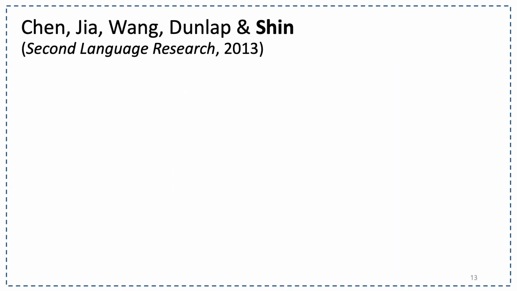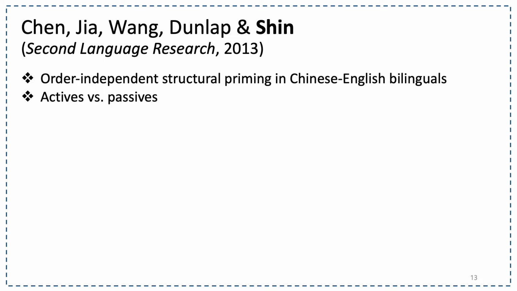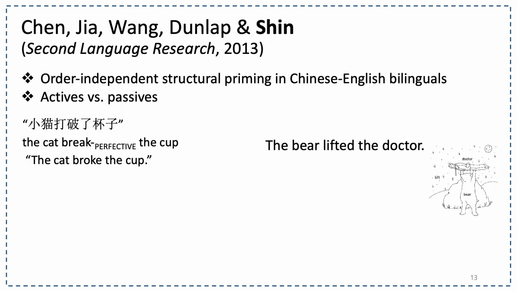The second study investigated order-independent structure priming in Chinese-English bilinguals using active and passive structures. A Chinese active sentence shares the structure and word order with an English active sentence.